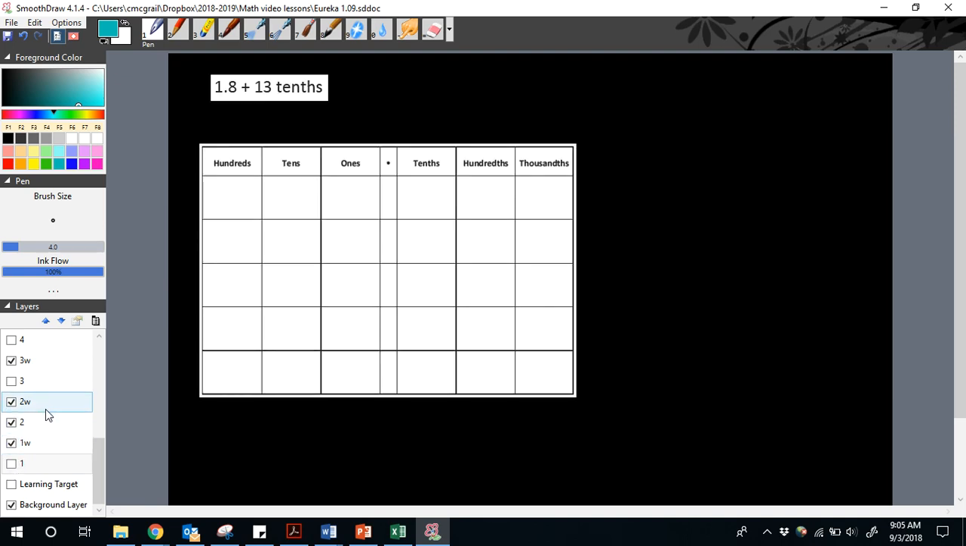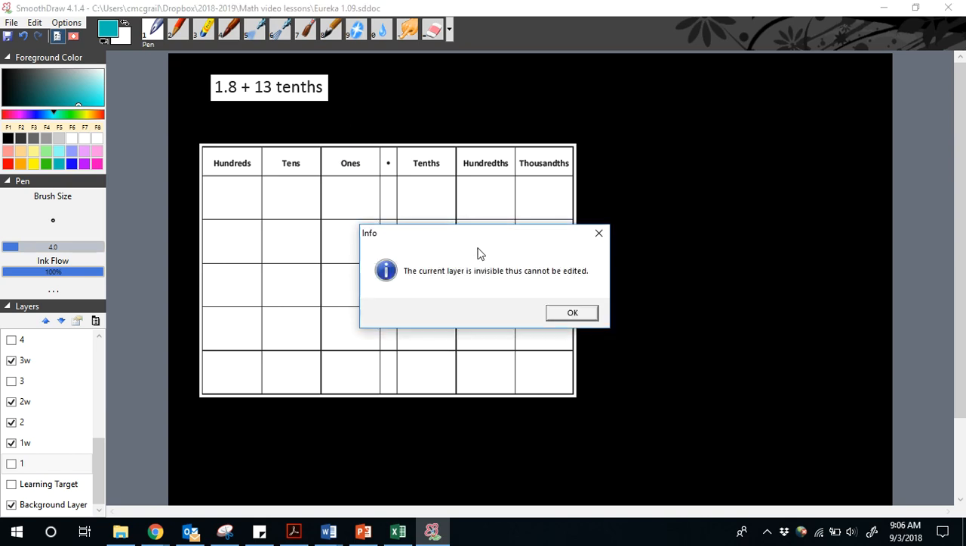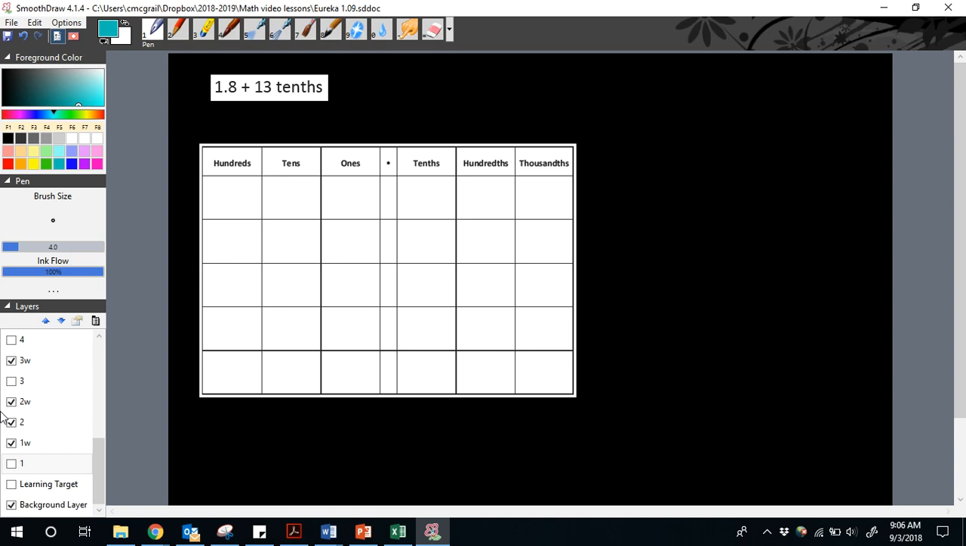Okay, this question says 1 and 8 tenths plus 13 tenths. Now when I'm setting this problem up, I have a couple of decisions that I have to make. Number 1, these are in 2 different forms, so I need to figure out how to place that on the place value chart. So I know how to do 1 and 8 tenths. That's pretty easy. I'll put 1 here, and I'll go 1, 2, 3, 4, 5, 6, 7, 8. And I'm adding it with 13 tenths.